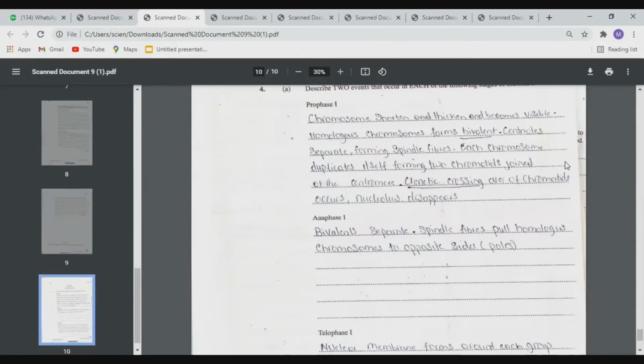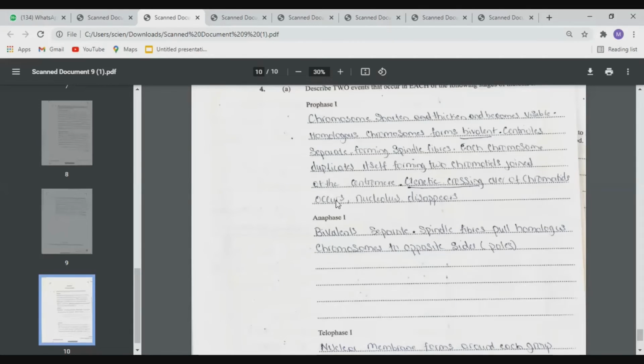All right. So what happens in prophase 1? The chromosomes shorten, thicken, and become visible. Homologous chromosomes form a bivalent. Centrioles separate, forming spindle fibers. Each chromosome duplicates itself, forming two chromatids joined at the centromere. Genetic crossing over of chromatids occurs and the nucleolus disappears, and all of that takes place in prophase 1. So the most important thing is to mention the bivalent and that genetic crossing over happens here.